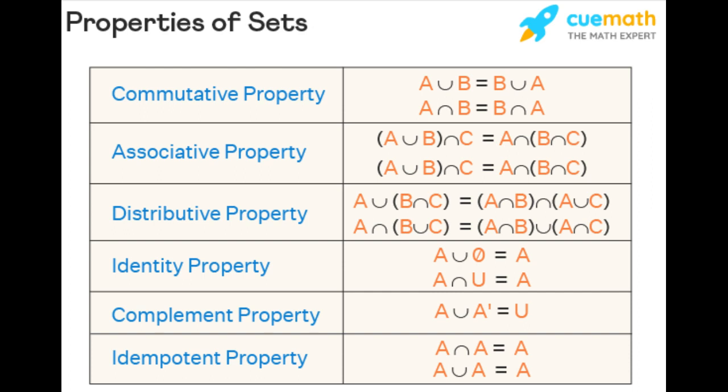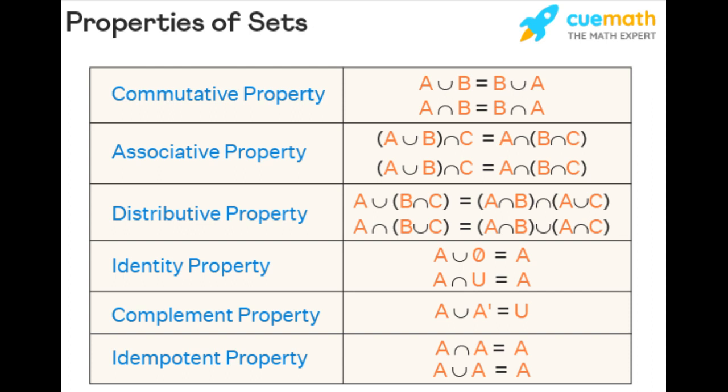Associative property. The associative property states that the way elements are grouped when performing a set operation does not affect the result. In other words, the associative property holds for both union and intersection operations. Union U, intersection N.